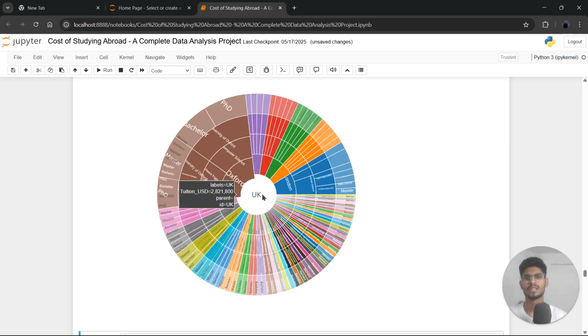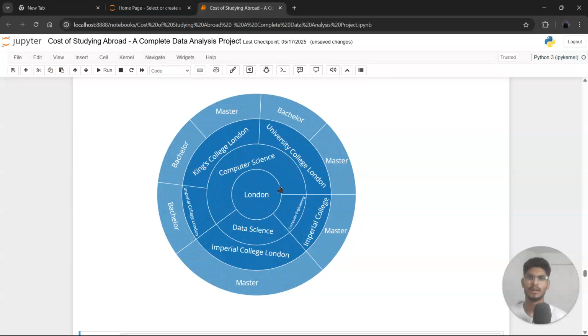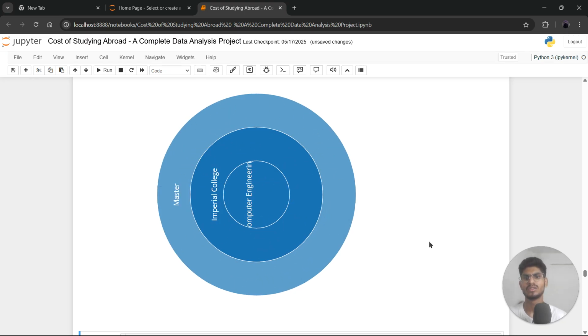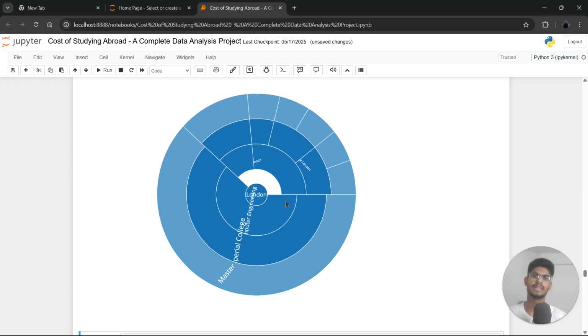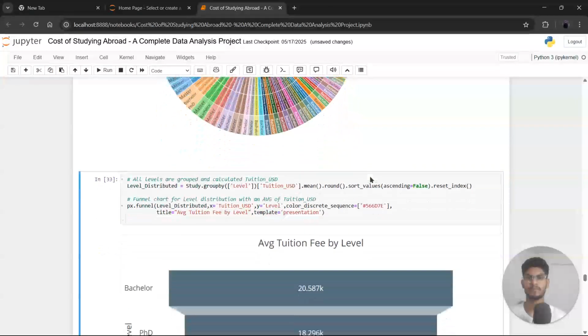I don't want to study in Oxford because it is hyped, so I want to study in London, and I want to pursue computer engineering. There is a university called Imperial College, and it is offering masters with the price of 42,000 US dollars. So that's how we can get to know more about the data.